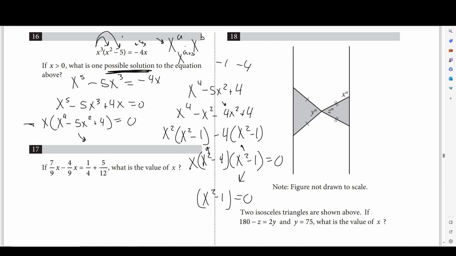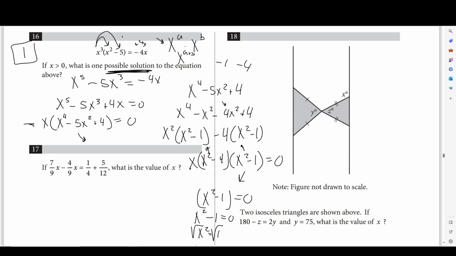I'm going to choose this one because it doesn't really involve that much solving. X squared minus 1 is equal to 0. I can take it out of the parentheses. X squared minus 1 is equal to 0. Add 1 on both sides. X squared is equal to 1. Take the square root. Square root of 1 is 1. So a possible solution is 1, right?